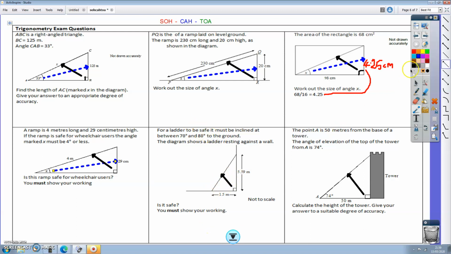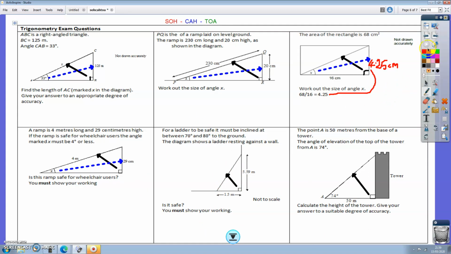This one is quite difficult in the sense that it doesn't give me an angle, so I've got to read the question really well. For a ladder to be safe, it must be on an incline at between 70 and 80 degrees to the ground. Well, this is the ground, so this angle here must be what it wants me to find, and we're going to call that angle X.